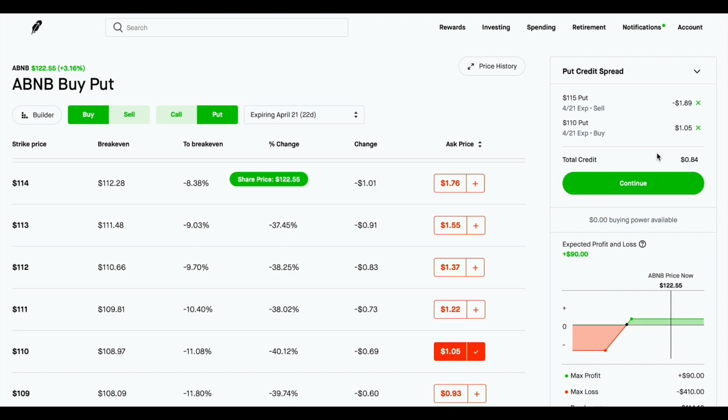Right here you can see if you do this trade, this put credit spread, you will collect a total credit of $84 today. You will be in theory putting up $500, so that's roughly a 15% return in 22 days. Again, you have to keep in mind, do you think Airbnb is going to come down to 110, 115, or do you think it's going to remain neutral, or increase and be a little bit more bullish? So this is an example on Airbnb.